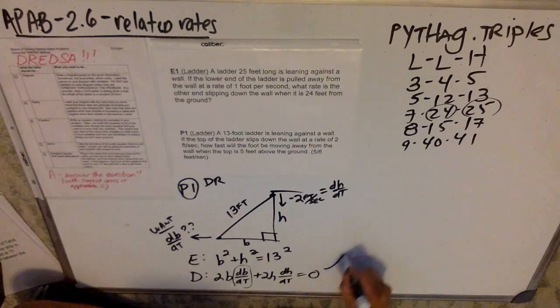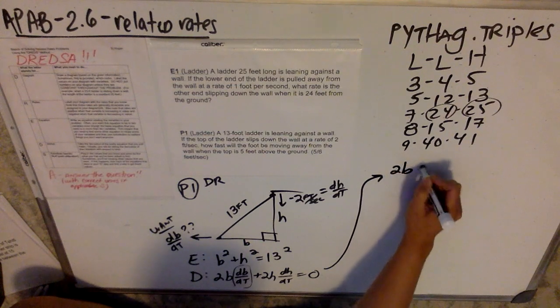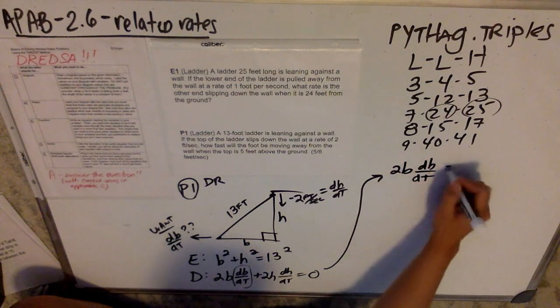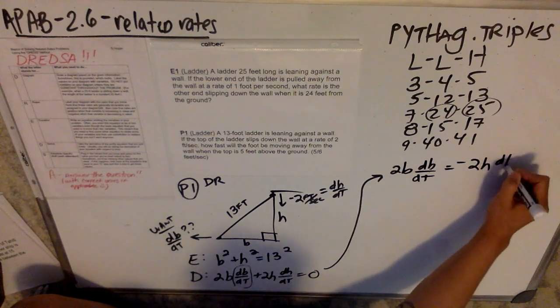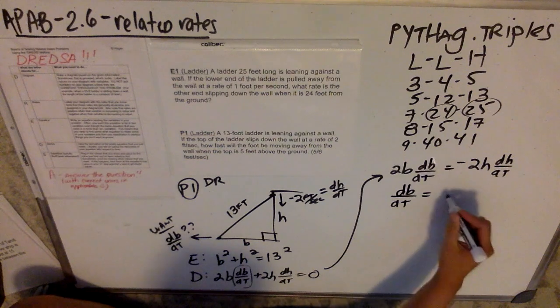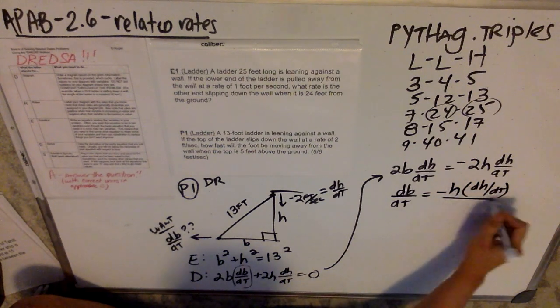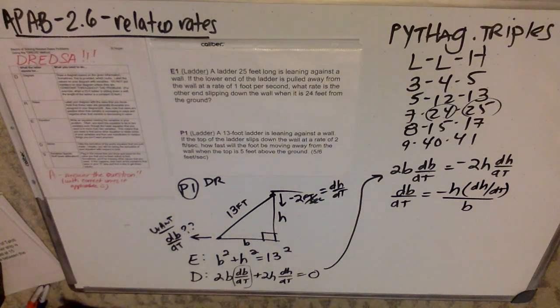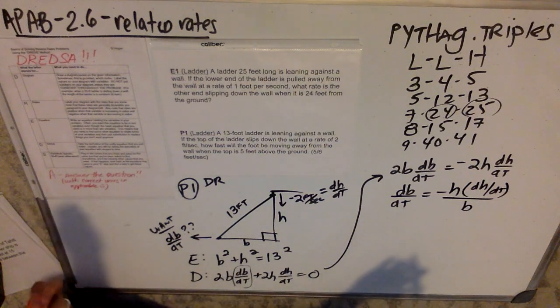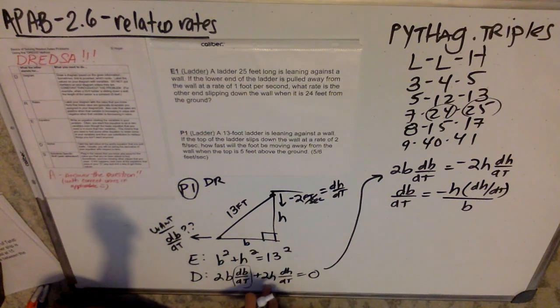I didn't do that last time, but if you want, you could solve for that, and you'd get 2b dB/dt equals negative 2h dH/dt, and then you could divide by the 2b. You'd cancel the 2's, and you'd get dB/dt equals negative h times dH/dt over b. And that's fine if you want. You don't have to do that, but it does make it a little bit easier when you go to plug in. It's entirely up to you. You can also still just plug into this one, okay?